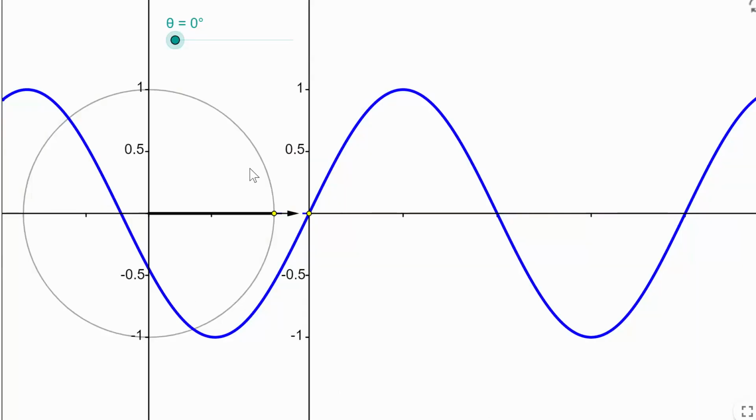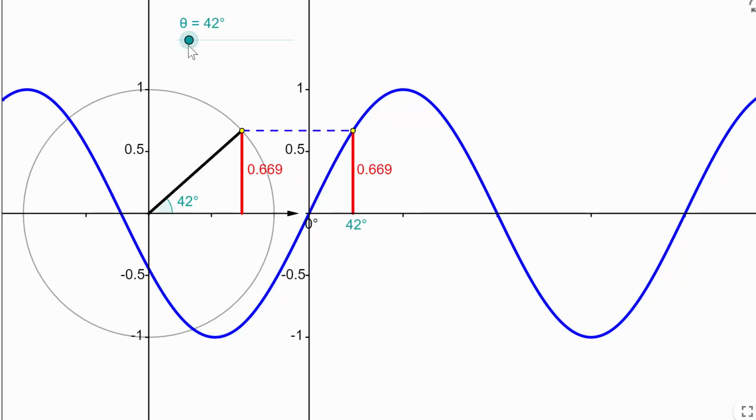So here we have a GeoGebra app. This part of the graph here is sine theta from 0 to 360. 360 is where the cursor is now. 0 is here. We know that sine theta is the y-coordinate of the point P, which is this yellow point here. So at the moment, at 0 degrees, the graph is just here because the y-coordinate is 0.